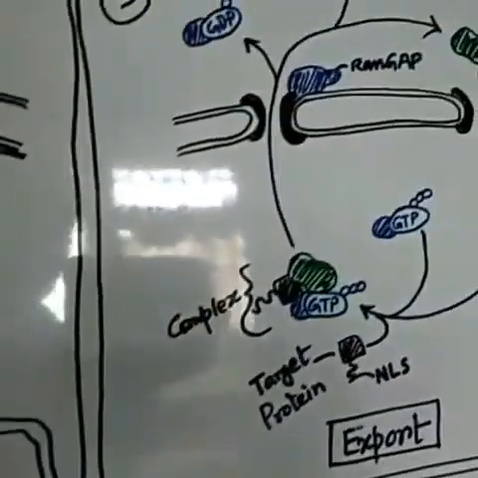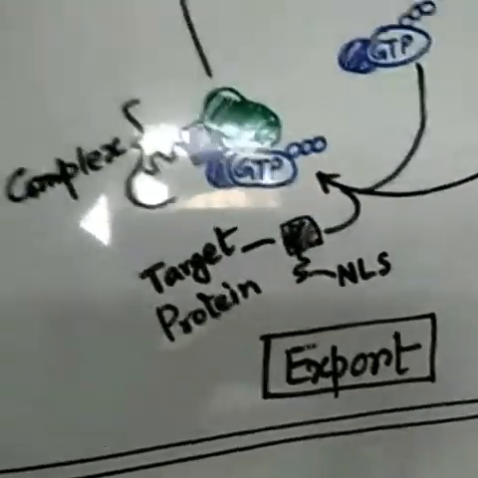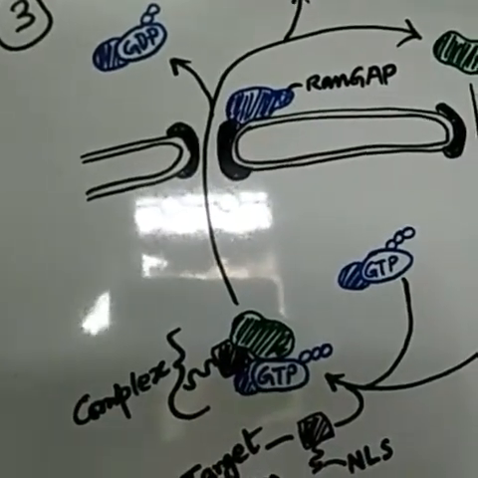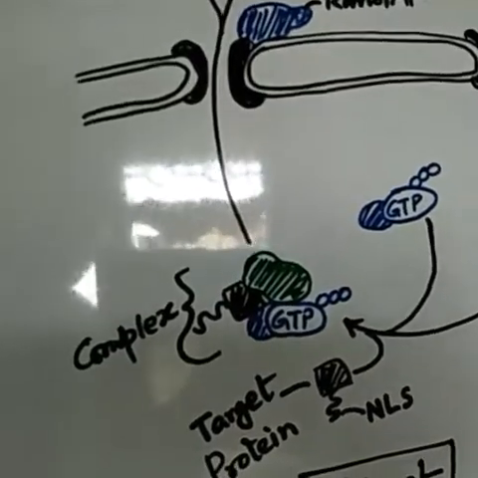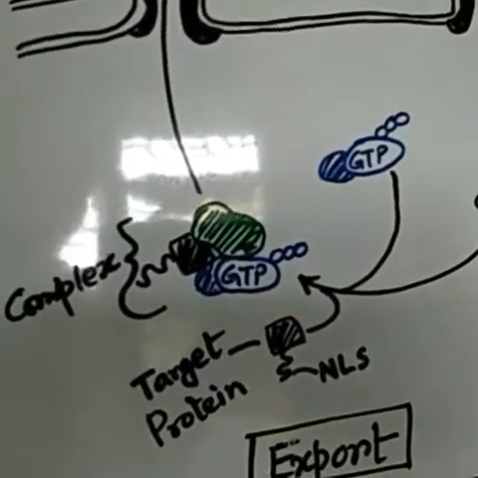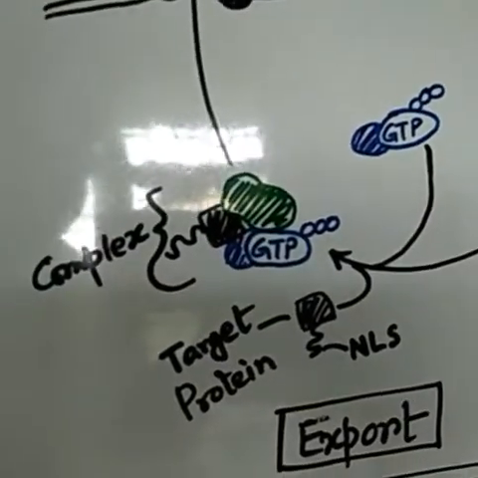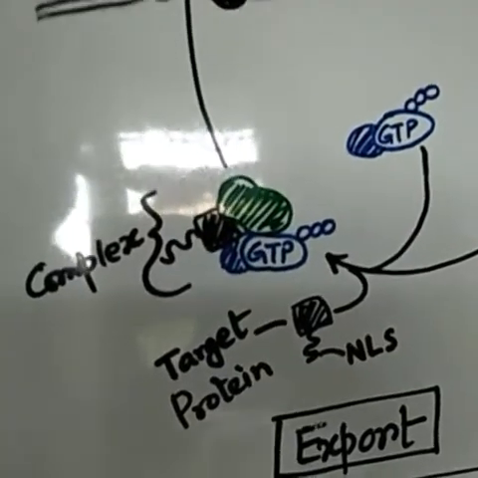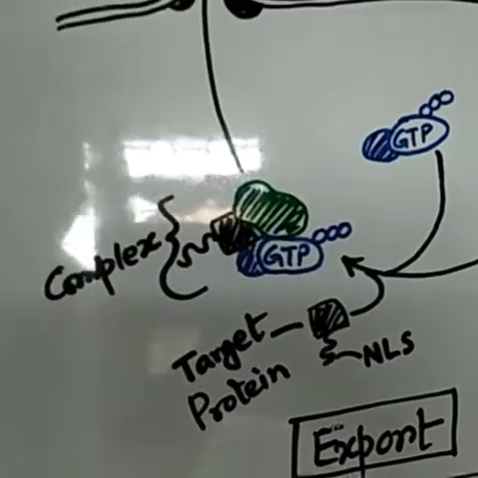And then the number 3 diagram is the nuclear export mechanism. Yes, this is the export mechanism. In this case, the Ran-GEF first acts. Firstly, the components which need to be exported outside the nucleus bind with the exporting protein. Here the exportin is an important protein which helps to export the proteins or the components outside the nucleus.